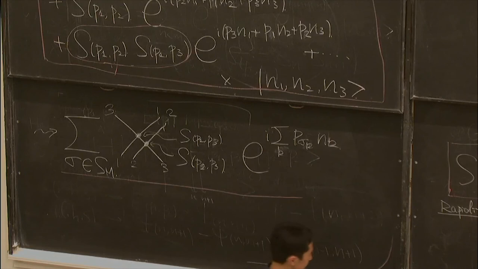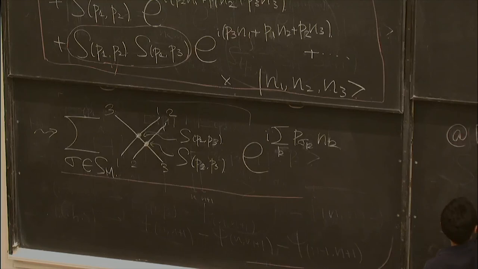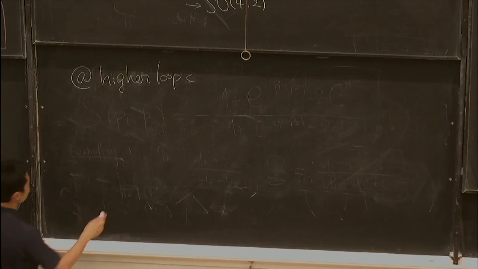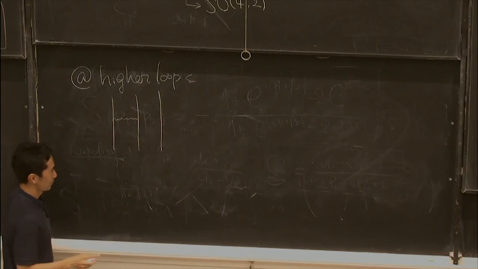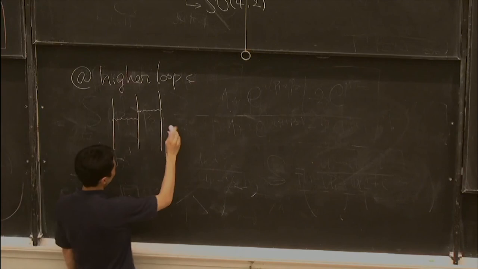OK, so basically, I'm done. But let me just make a comment about higher loop generalization in 1 minute and mention what I'm going to talk about tomorrow. So at higher loop, the computation is very complicated. Even if you do the dishonest way of computation that I explained today, it's still very hard to do the higher loop computation. One difficulty is that at one loop, there is only nearest neighbor interaction. But for example, at two loop, you can write this kind of diagram, which means that the interaction is no longer nearest neighbor.